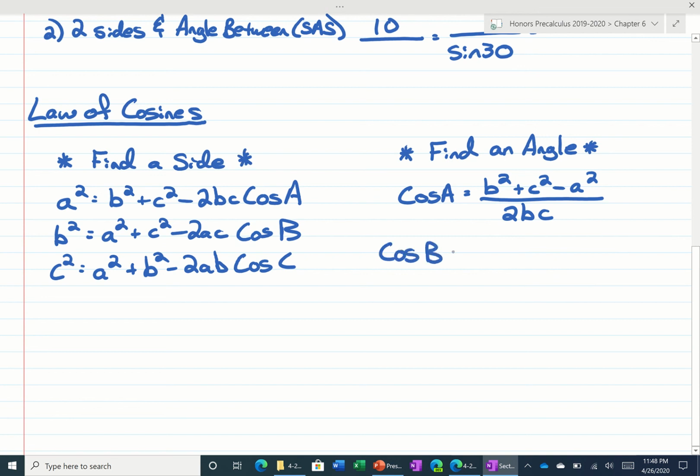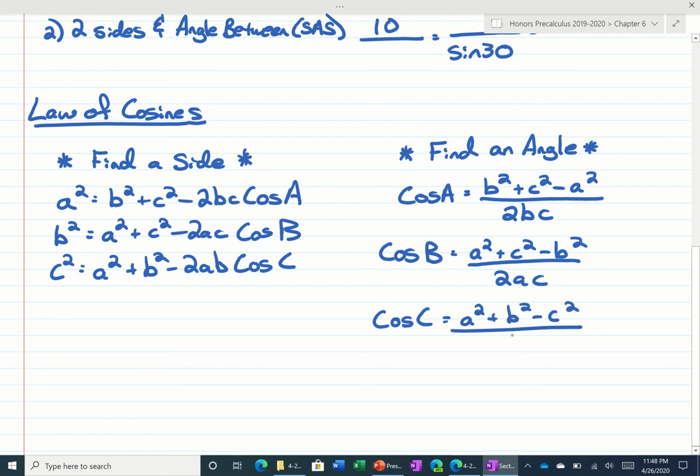Cosine of angle B would be a squared plus c squared minus b squared over 2ac. And then the cosine of angle C would be a squared plus b squared minus c squared over 2ab.